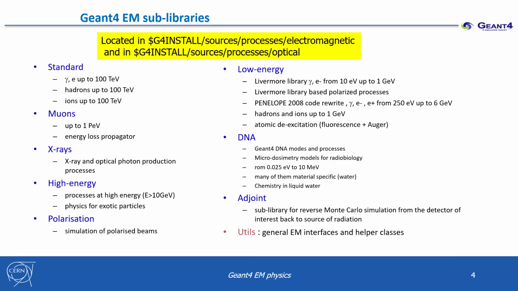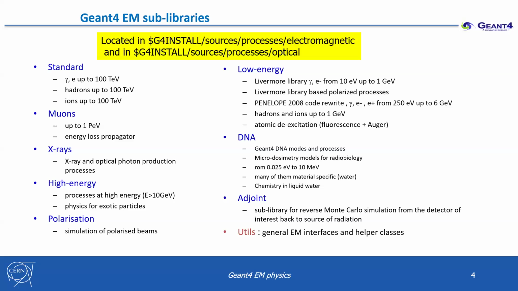How is Geant4 organized? There are two big sublibraries. It is electromagnetic, which are split between standard, muons, X-ray, high energy, polarization, low energy, DNA, adjoint, and utils. Utils include main component, which allows you to concentrate on physics, but technical interaction between any physics, electromagnetic physics, and Geant4 kernel is located in this utils subdirectory.